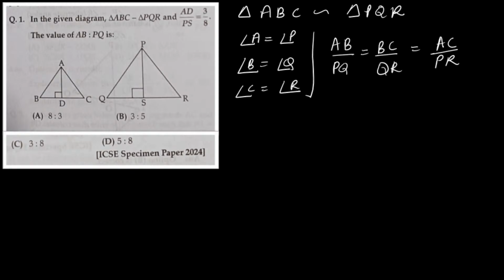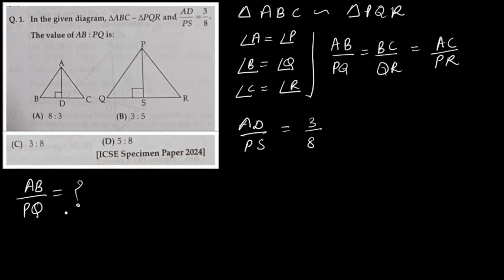Now also they have given us the ratio of AD by PS. So these are the given things I'm just writing. Also AD by PS is equal to 3 by 8. So AD is this side, the perpendicular in the first triangle, and PS is the perpendicular in the second triangle. We have to find the ratio of AB by PQ. AB by PQ is the ratio we have to find.